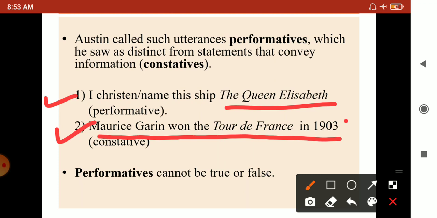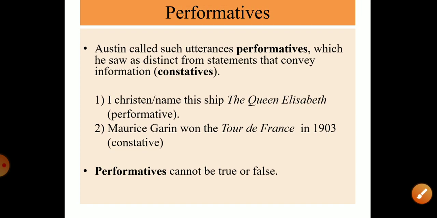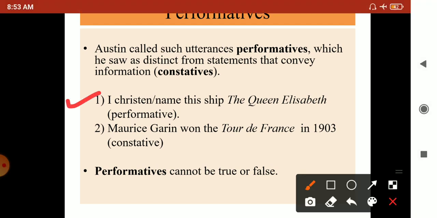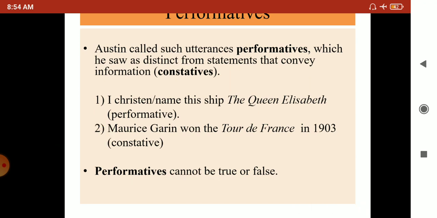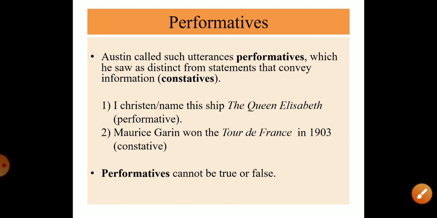That's all. So the second sentence on the slide is an example of a constative, a sentence which just gives information. But the first sentence does not give you information. It performs certain action. So performatives cannot be true or false. Second sentence can be true or false. You can find out on the net whether he really won Tour de France. But first sentence you cannot say it is true or it is false because it shows certain action. You cannot say that the first sentence is correct or wrong. You can judge the second sentence in terms of true and false.